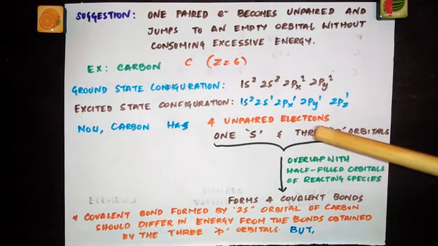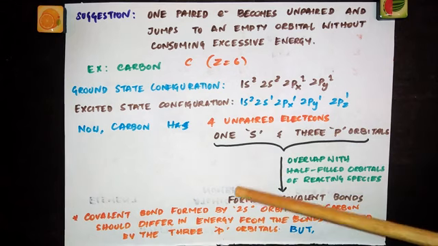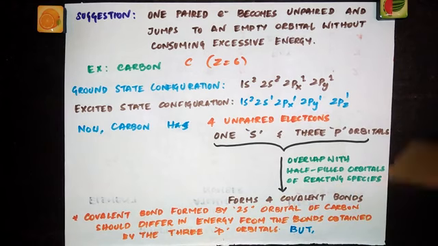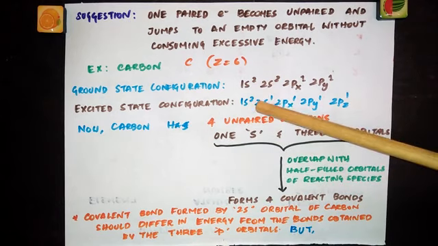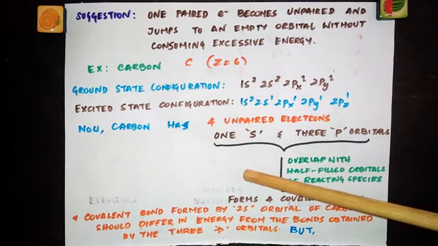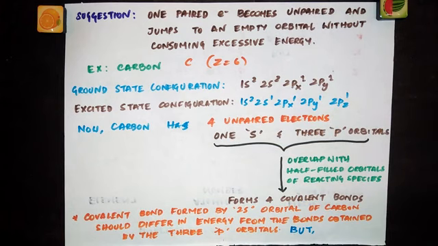Now, the 2s and 3 p orbitals can overlap with the half-filled orbitals of the reacting atoms. Say for example hydrogen, so they can form 4 covalent bonds. Suppose we take the example of hydrogen. Now see, the s orbital is going to overlap with the s orbital of one hydrogen atom, px with s orbital, py with s orbital, and pz with s orbital of hydrogen atom.